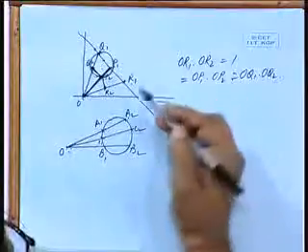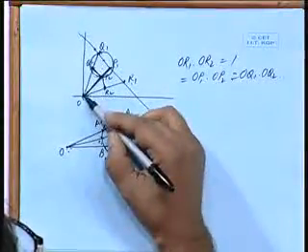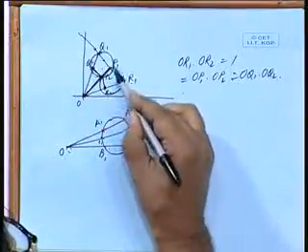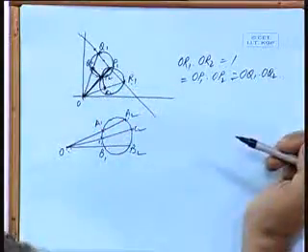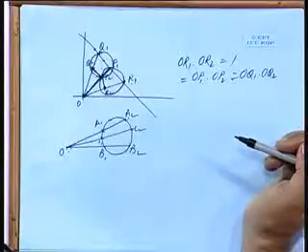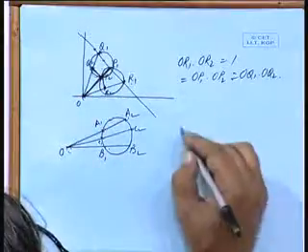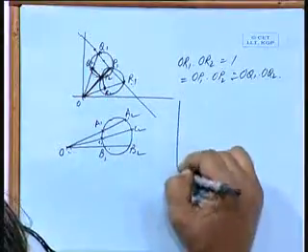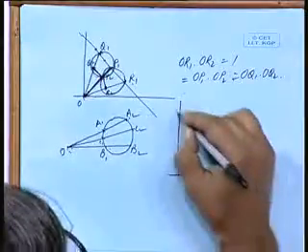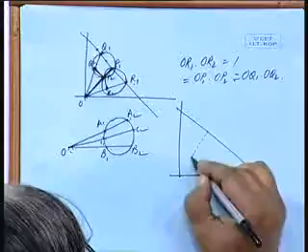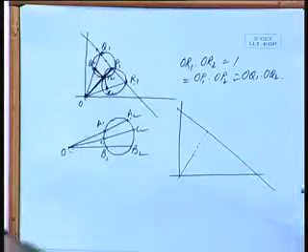Okay. Similarly, these four points will also lie on a circle. Is it all right? Now, once again, I redraw it. This is a perpendicular. All right.